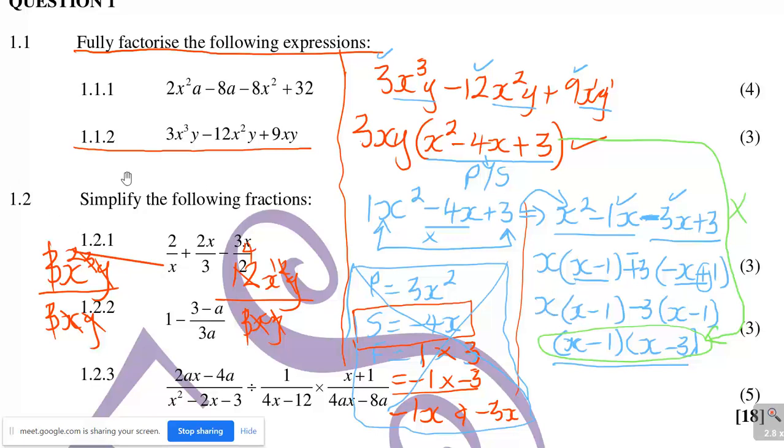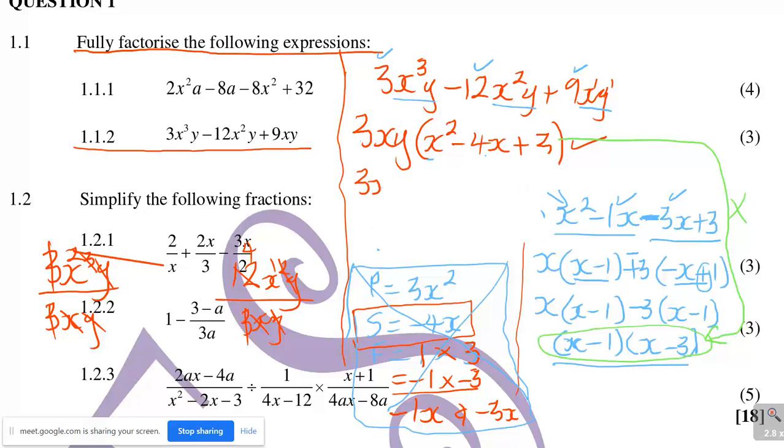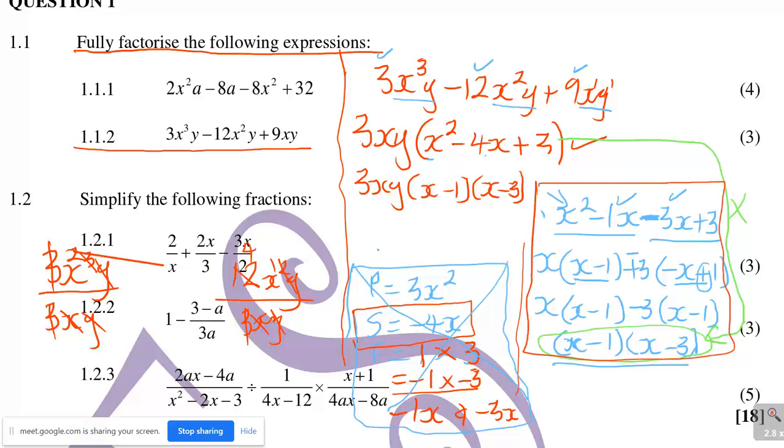You must go back. I'm just going to erase it just because of my space. You must come back to your answer. Remember, your answer must be final now. Your answer is 3x, y, and then you've got x minus 1 and x minus 3. Now, don't you see, picture it, this working was not there, and then you moved from here, you came to the final answer.